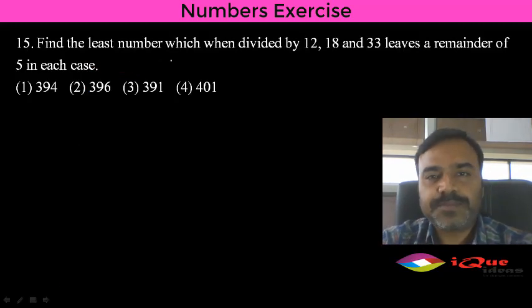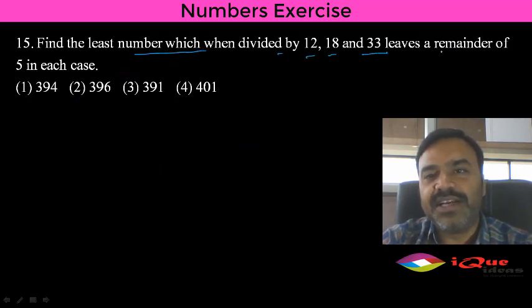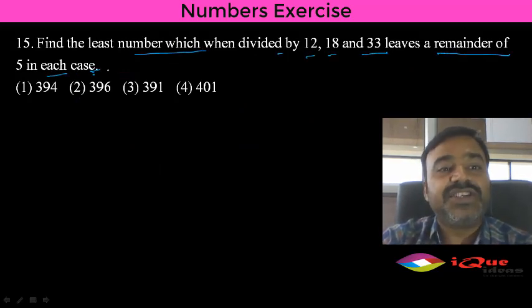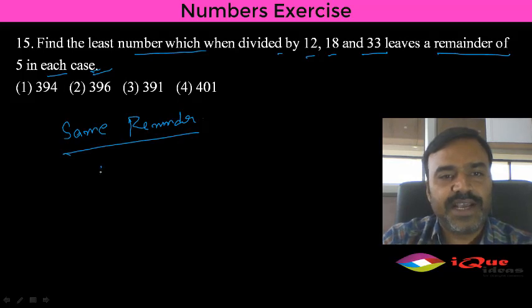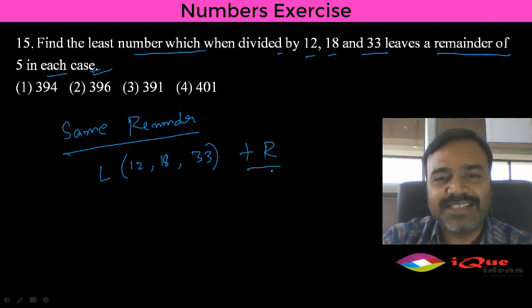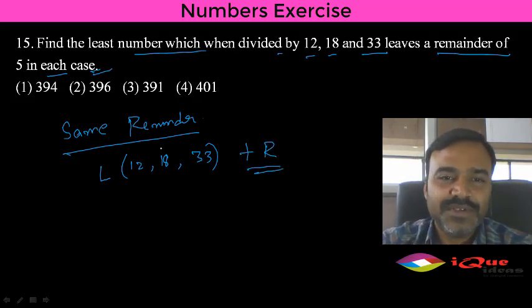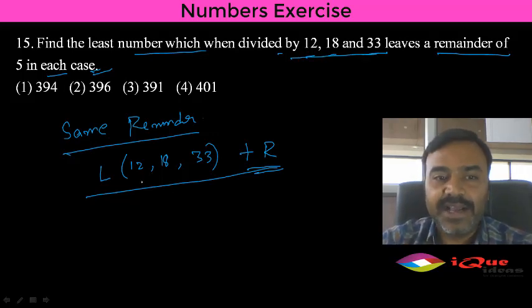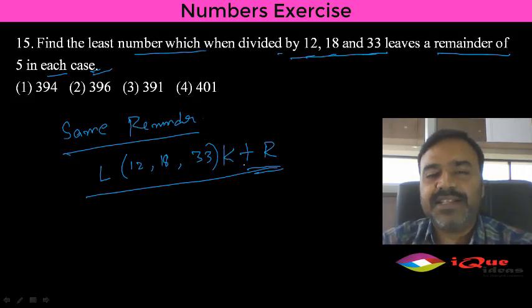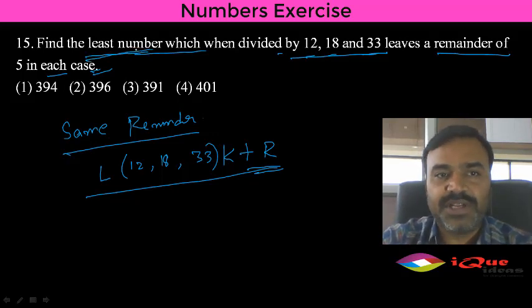Right. The next question. Find the least number which when divided by 12, 18, 33 leaves a remainder 5 in each case. This is the situation of same remainder. Now whenever the remainder is same, what do you do? First you take LCM of the numbers, 12, 18, 33 and you simply add the remainder. That's it. This is the standard method. Whenever there is same remainder situation, take LCM and add. Sometimes you will have to take multiple of that LCM. In this question you don't have to because it is simply the least number.